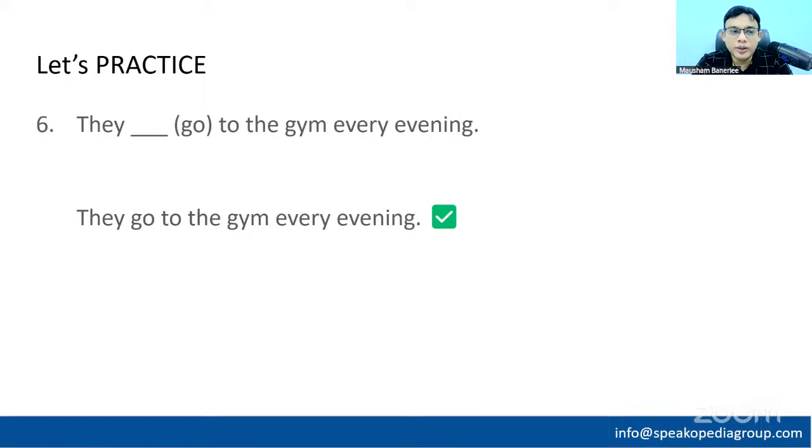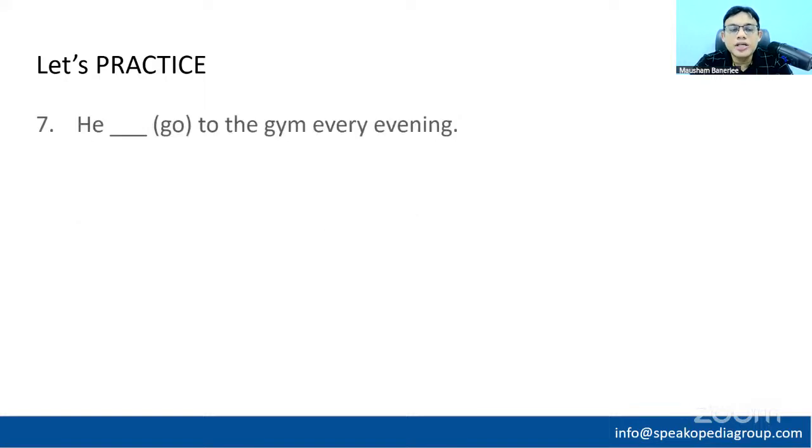And the last one, he dash go, within brackets, to the gym every evening. What shall be the answer for this? He dash go to the gym every evening. So comment below. What should be the correct answer? Yeah, absolutely. They go, right, Dr. Anita? Wonderful. So he dash go to the gym every evening. So think it out quickly.